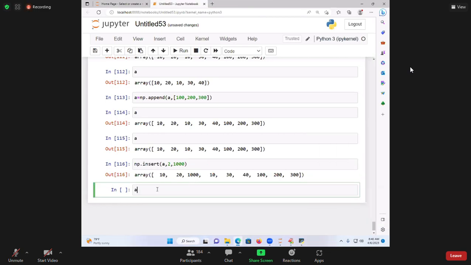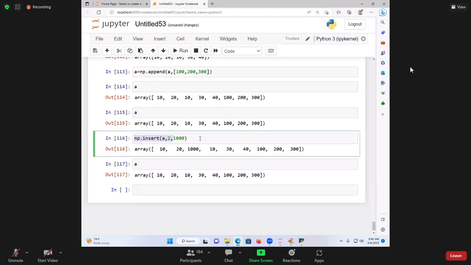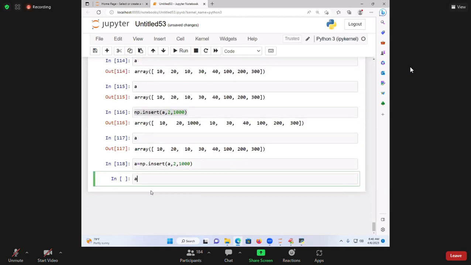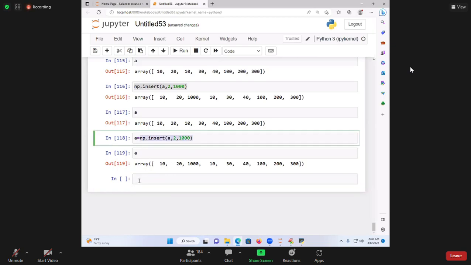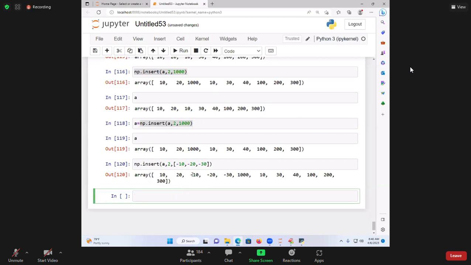Are you following? If I write A, the original elements are still there. If you want to keep the inserted element, you can say A is equal to np.insert, like this also. Otherwise you get the original elements. Inserting is not only for one element; you can insert more than one element also. How do you insert it? At the second position, I can place -10, -20, -30 also. See students, -10, -20, -30 you can place.